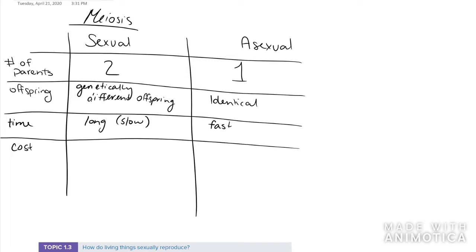So also the cost. Asexual reproduction isn't very costly. Yes, they have to grow before they can divide, but it's not very costly, especially when you think of sexual reproduction. This is very costly.